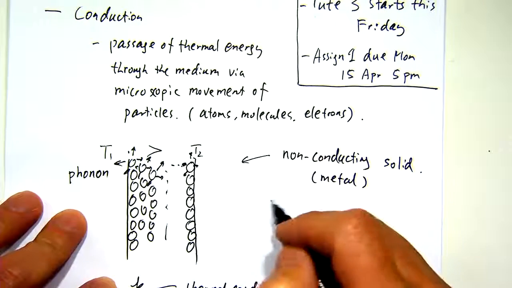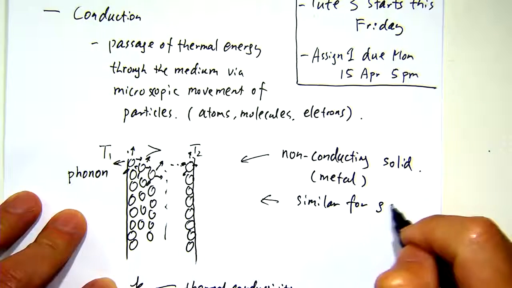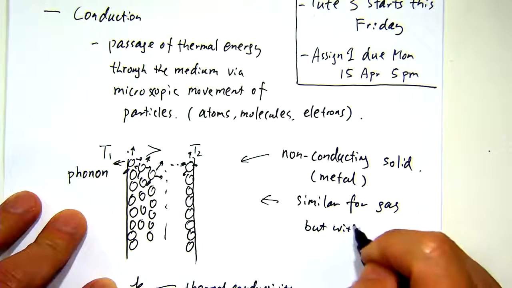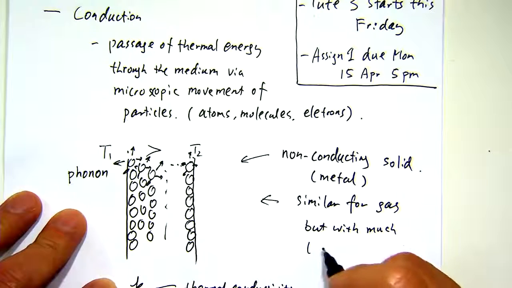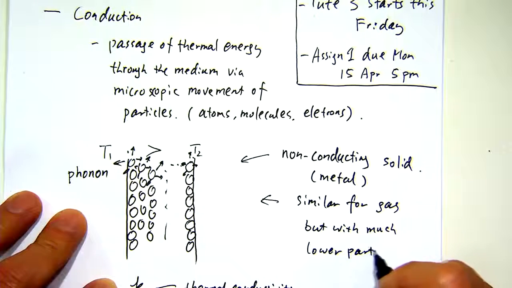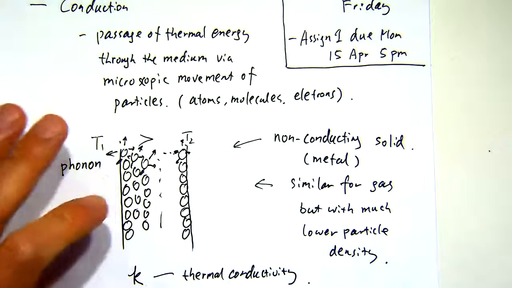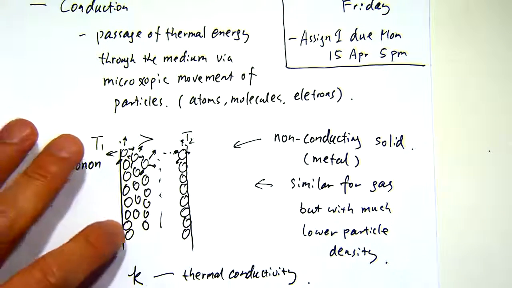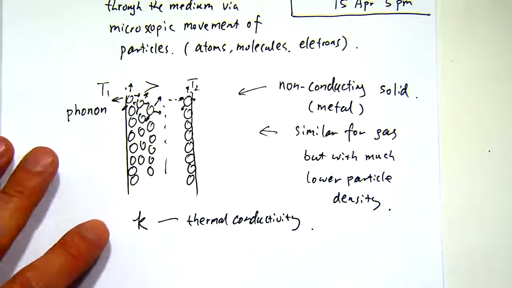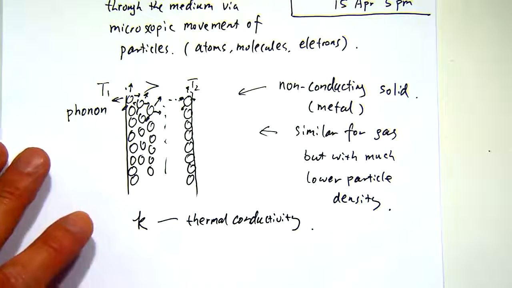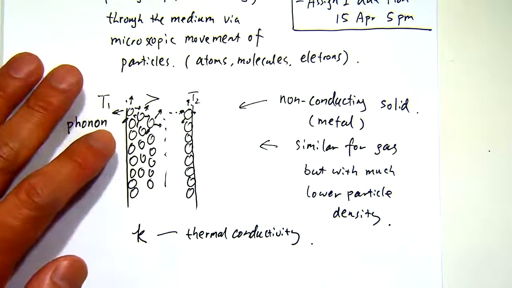So similar for gas, but with much lower particle density. Right. So we can use this schematic to understand how conduction happens through gas or through non-metal solid. The things are different for metal. If we have a metal, the process is not necessarily the same. I mean, this still happens, but it's not the dominant way that the thermal conduction happens.